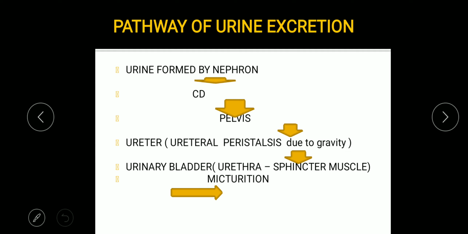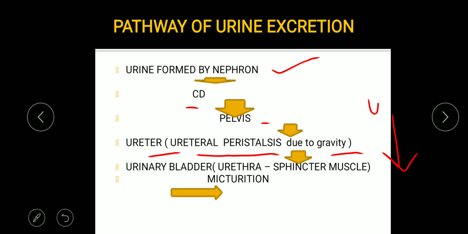Now what is the pathway of urine excretion? Urine is formed by the DCT part of the nephron. Then the urine is emptied into the collecting duct. From the collecting duct it moves to the pelvis. The pelvis is the extended portion of the ureter in the kidney. From the pelvis it moves into the ureters, and by ureteral peristalsis, which happens due to gravity, there is downward movement of the urine from the ureter to the urinary bladder, where the urine is temporarily stored, and after that it is released out of the body through the urethra.